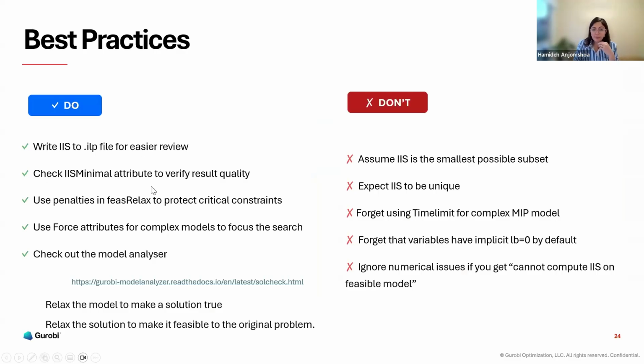And check the IIS minimal attribute to see the quality of the IIS you have. You may have other IISs. You might still have smaller sets as well. So you can check that.